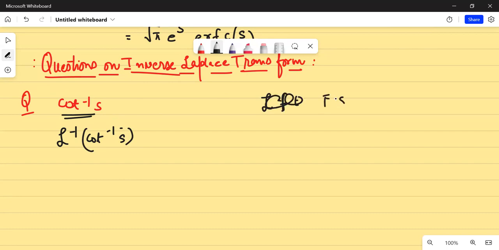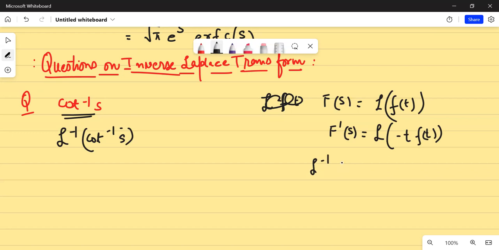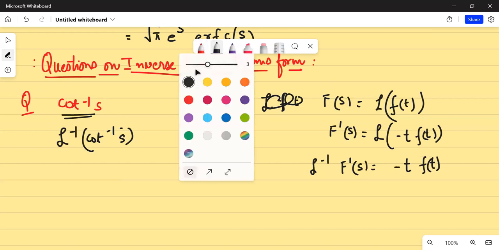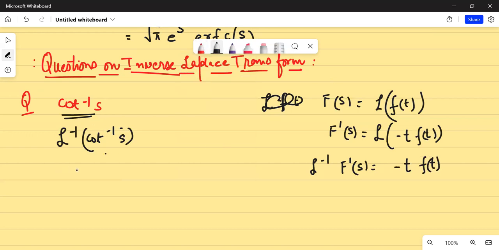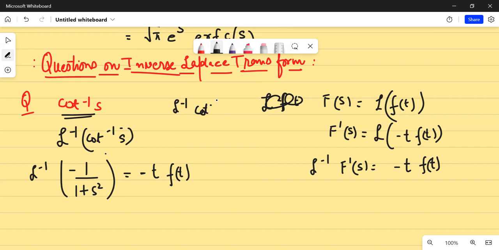If F(s) is the Laplace transform of f(t), then F dash s is the Laplace transform of minus t f(t). So the Laplace inverse of F dash s would be equal to minus t into f(t). This is how you do it. So what is the derivative of cot inverse s? It is equal to minus 1 upon 1 plus s square. So the Laplace inverse of this would be equal to minus t into f(t), and f(t) is the Laplace inverse of cot inverse of s.